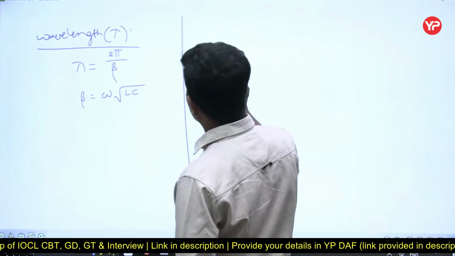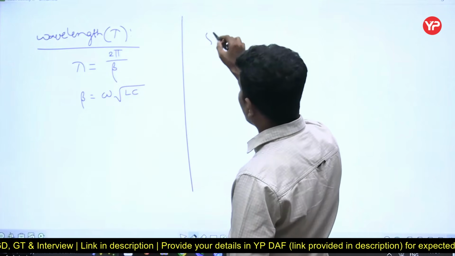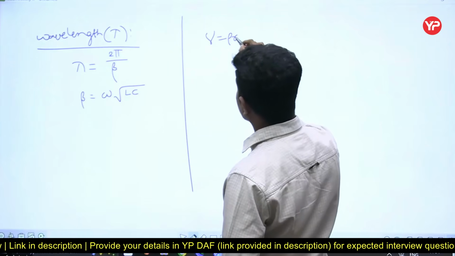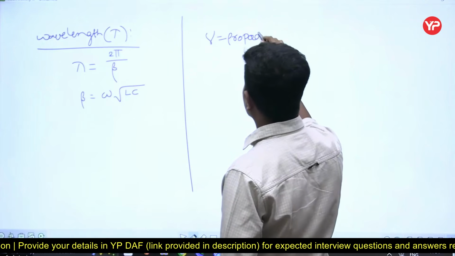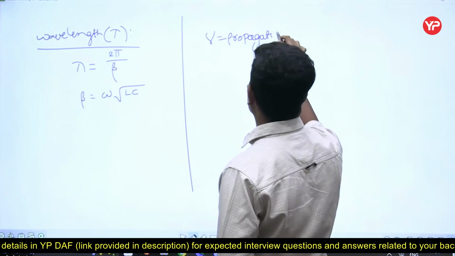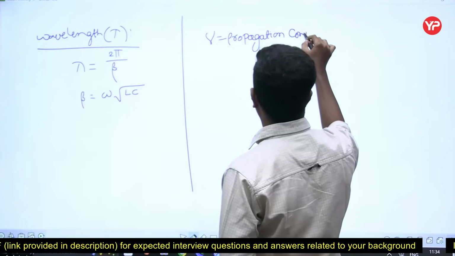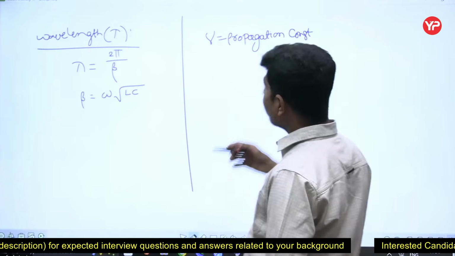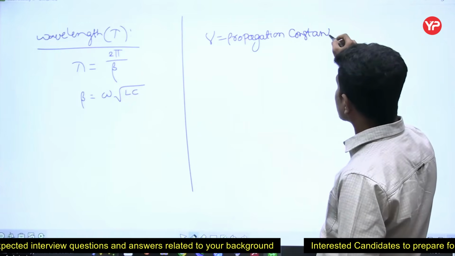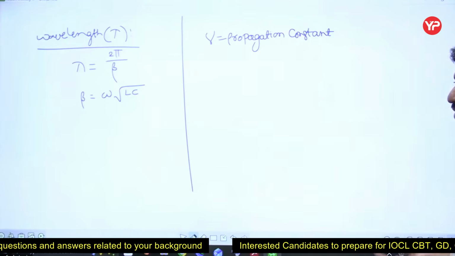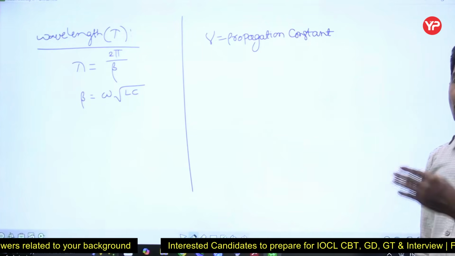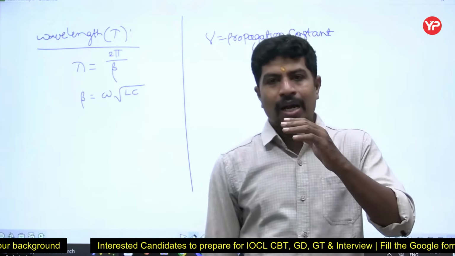See, if you take gamma, which is called the propagation constant. Sir, you are introducing a lot of new things. What is that? The propagation constant says how your wave is propagating from sending end towards receiving end, or receiving end to sending end.